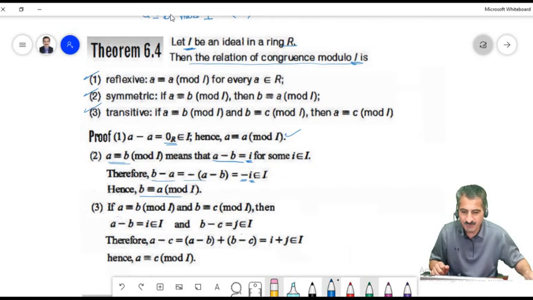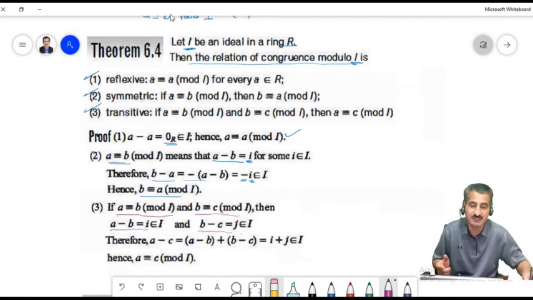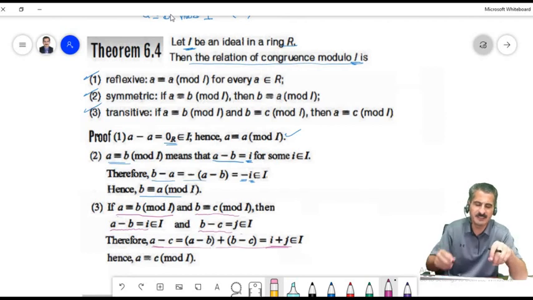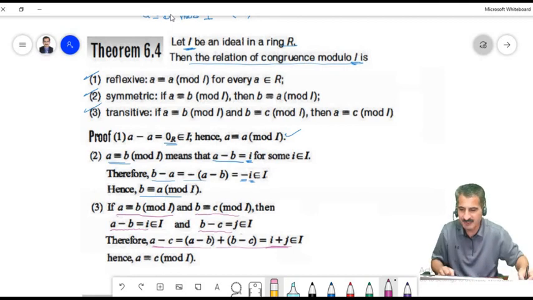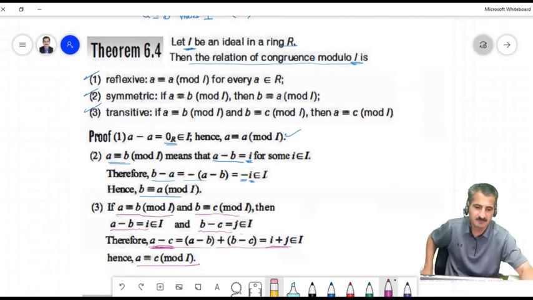Now, if we choose A congruent to B, that means A minus B equals i, small i. And if we choose B congruent to C modulo I, that means B minus C equals j for some j in the ideal I. Therefore, A minus C, all the way computed, is i plus j. But I is an ideal, so with small i and small j in the ideal I, their addition is in there. And it is equal to A minus C, and therefore A and C are congruent modulo I.